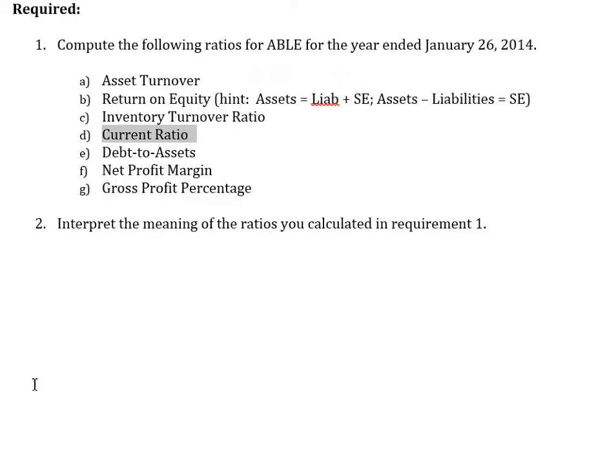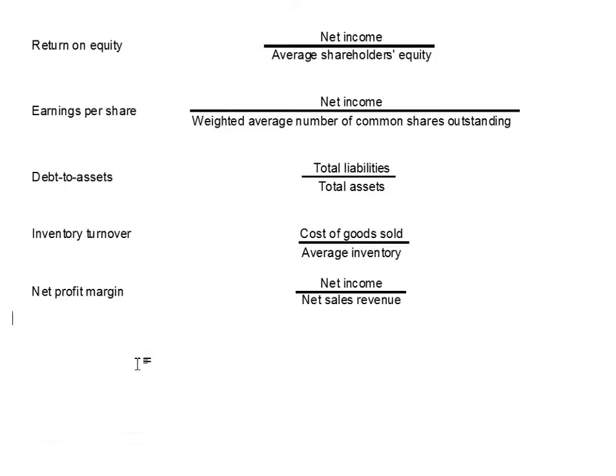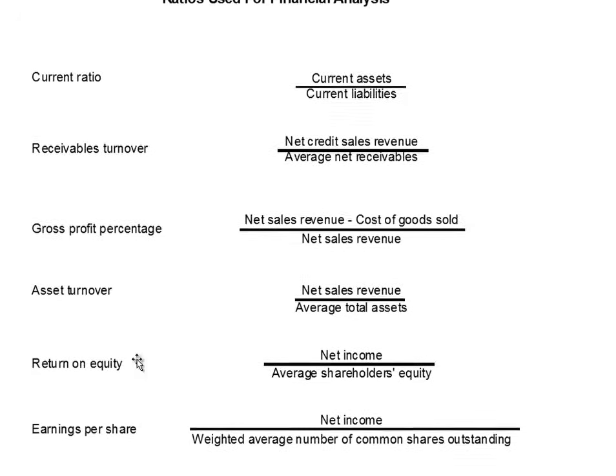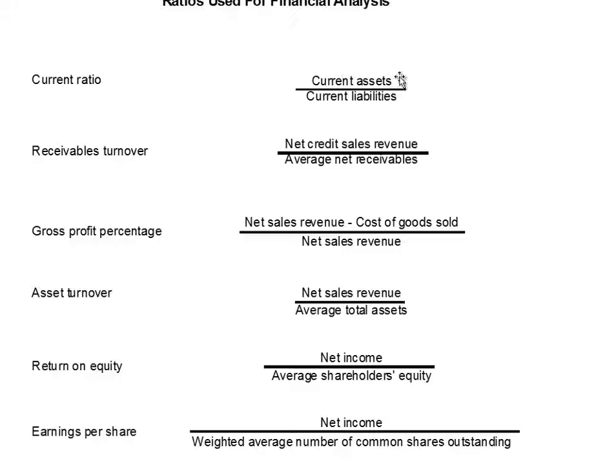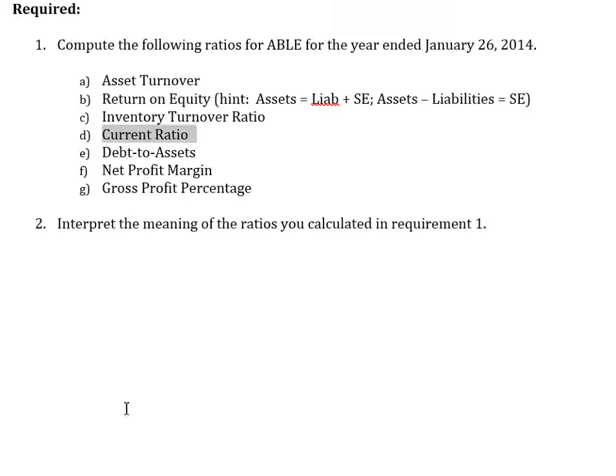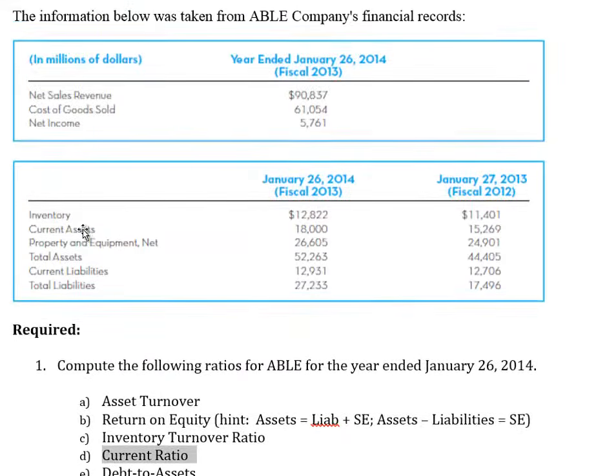The current ratio, if we look at our formula that you'll get on the exam, it gives you the current ratio as current assets divided by current liabilities. So now, if we go back to our question, we do know current assets. We know it at the end of the year and at the beginning of the year. We know current liabilities at the end of the year and at the beginning of the year. They asked us to calculate them at January 26, 2014. So we're only going to worry about this column, right?